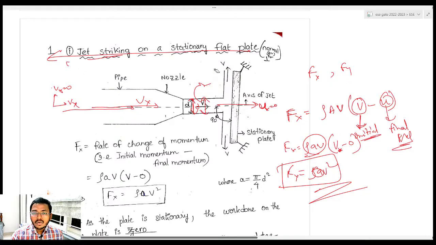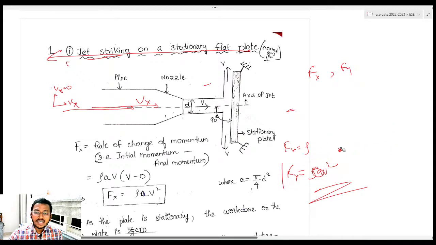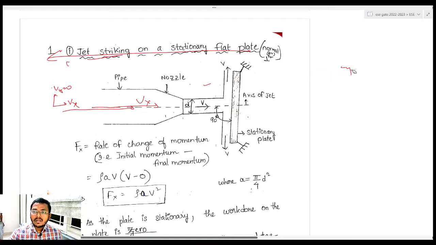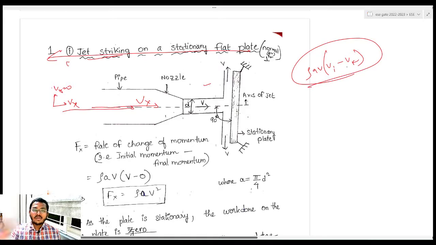So rho Av into V minus U, you use your formula where V is initial velocity and U is your final velocity. You can represent it the way you want, not at all a problem. If V and U is confusing to you, you can directly write it as V initial minus V final. This is better for you, right? Zero confusion. Like this also you can remember the formula, it is up to you.